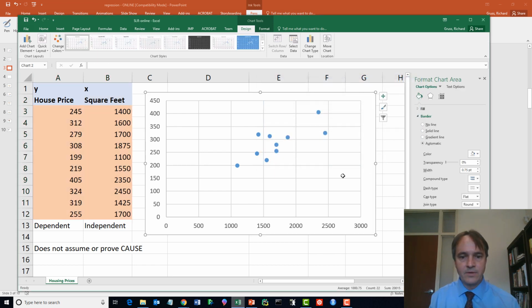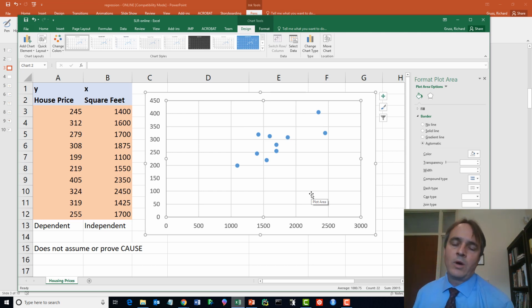Okay, and then when I hit OK, so now it's transposed so that we have square feet here and house price here. So this is our independent and our dependent. Now, what can we conclude about this scatter plot? Well, for one thing, it does appear that there is a positive relationship. That is, as the square feet goes up, the house price appears to go up. And note that these are in thousands of dollars.